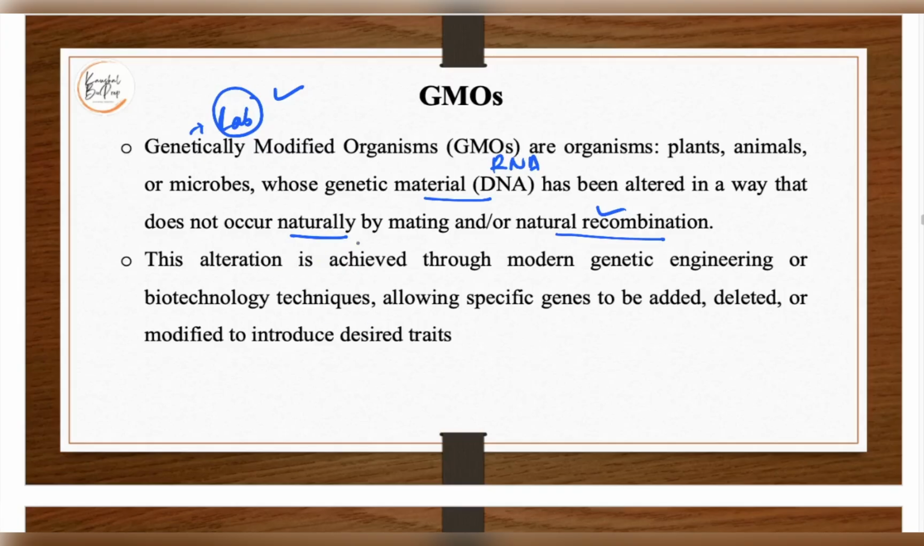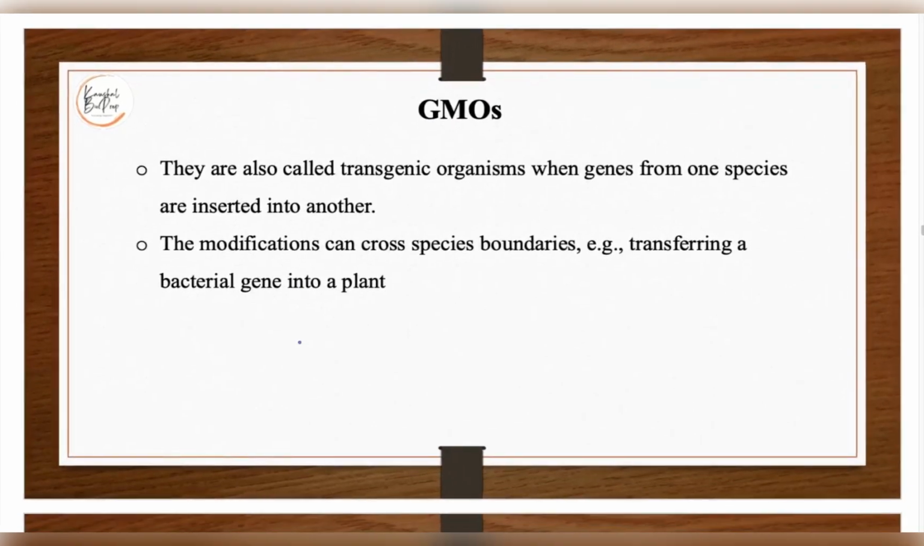These alterations are done with the help of genetic engineering or biotechnological techniques. Different techniques are there, and they allow you to add or delete a specific gene in the genetic material, so that you can modify the trait. You can even introduce some desirable trait or delete some detrimental traits if you want to. So they are basically enhanced organisms.